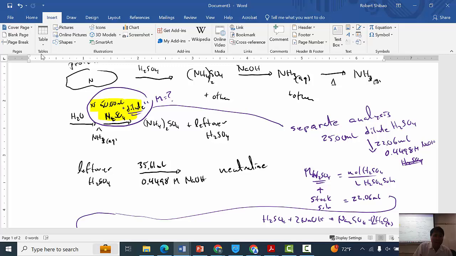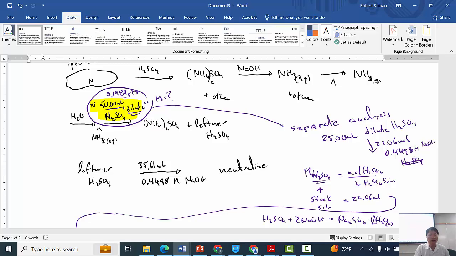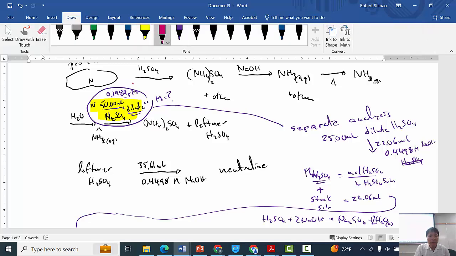So we added here 0.19845 molar. So we could figure out how many moles of sulfuric acid we added here. And so how many moles of acid did we add? Well, we just take the volume times the molarity. So I'm going to write that in here. Let's go with a different color. So this will be my next calculation.